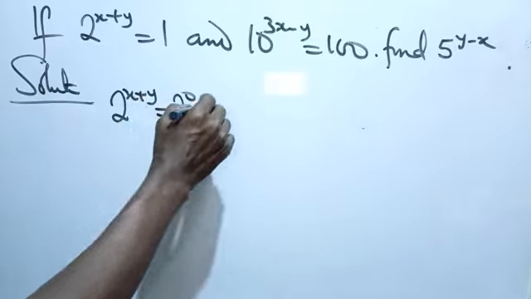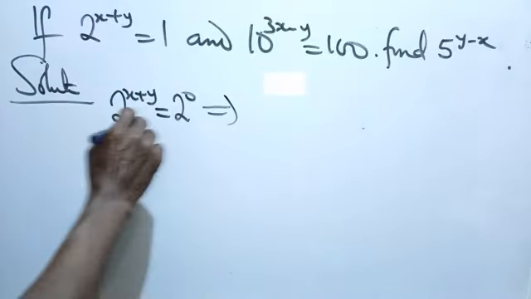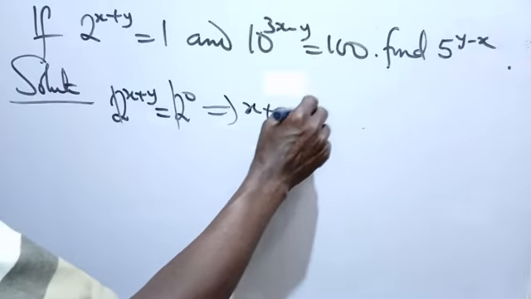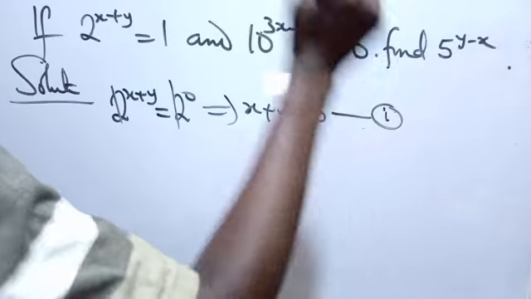So that will give us, 2 cancels 2, x plus y equals 0. We can call that equation 1.